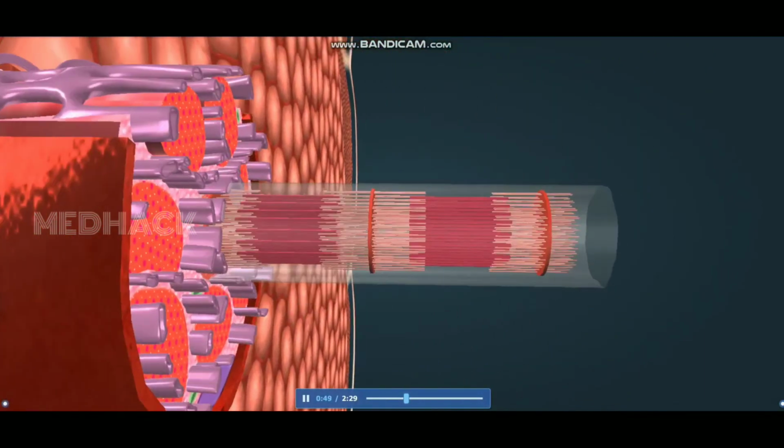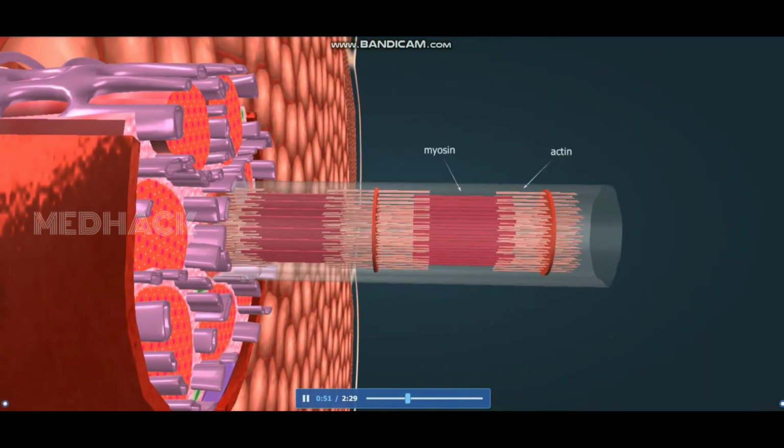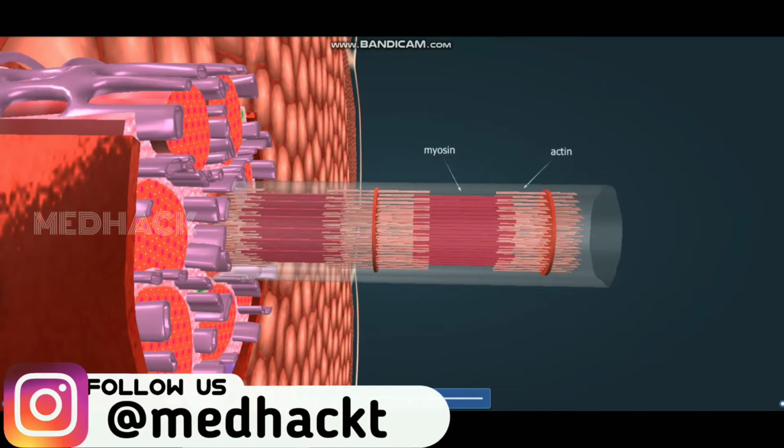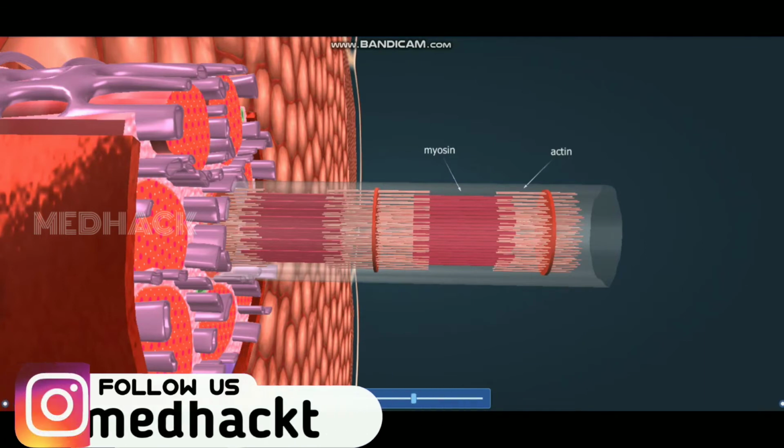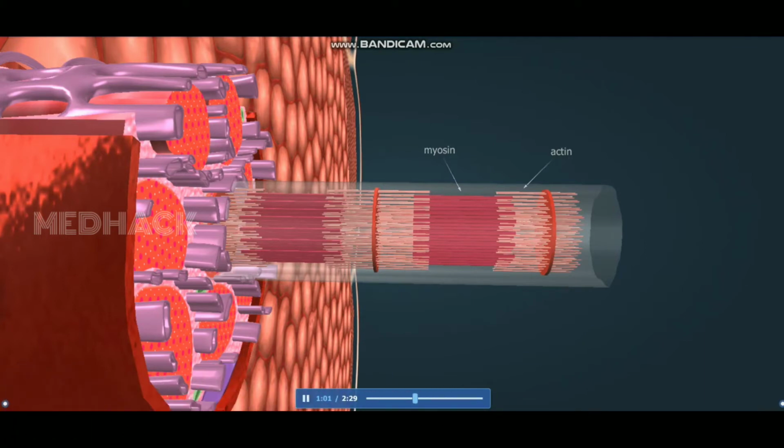Actin and myosin are bundled in myofibrils, which have a characteristic striated structure due to the organization of the actin and myosin filaments. This is why skeletal muscles are also called striated muscles.